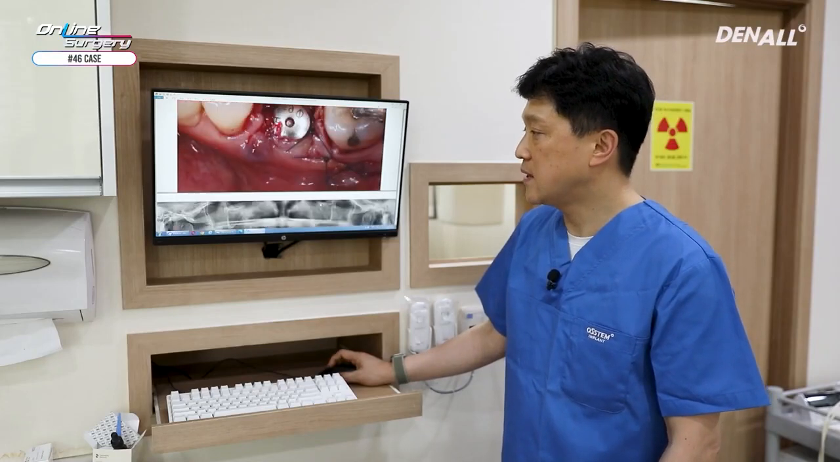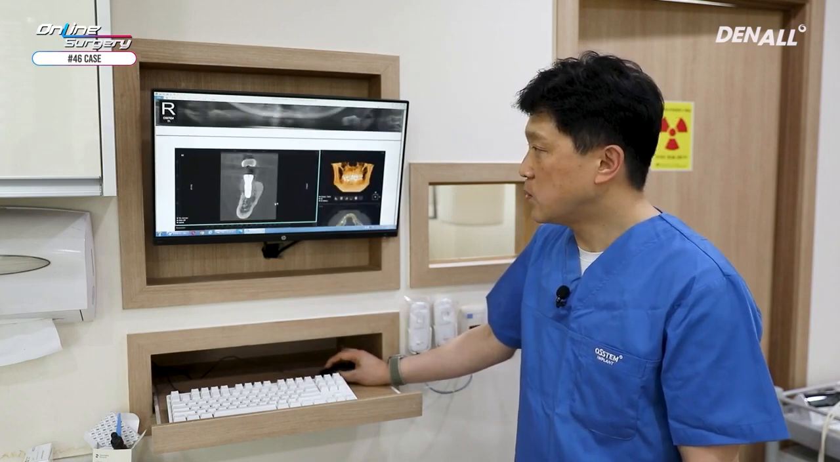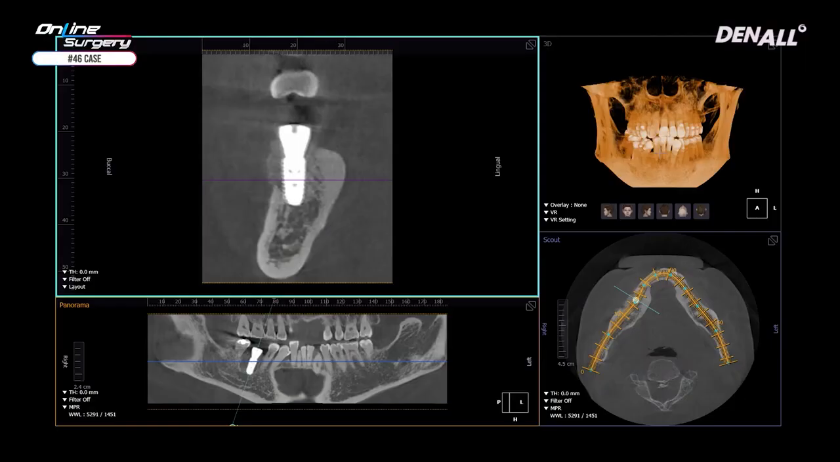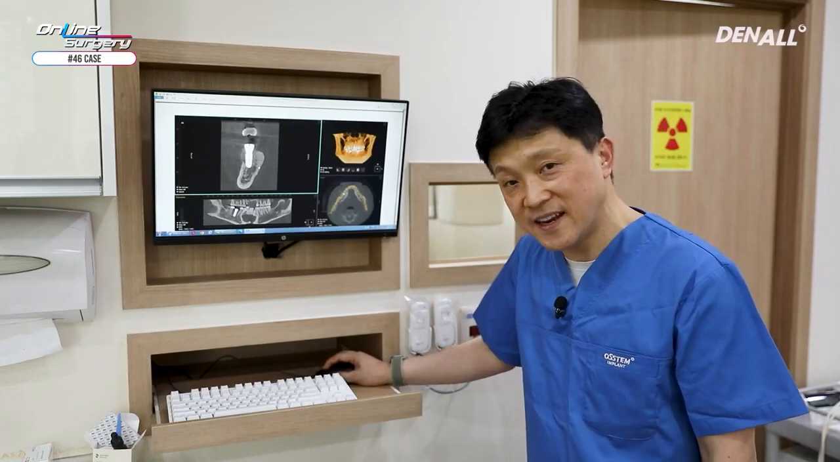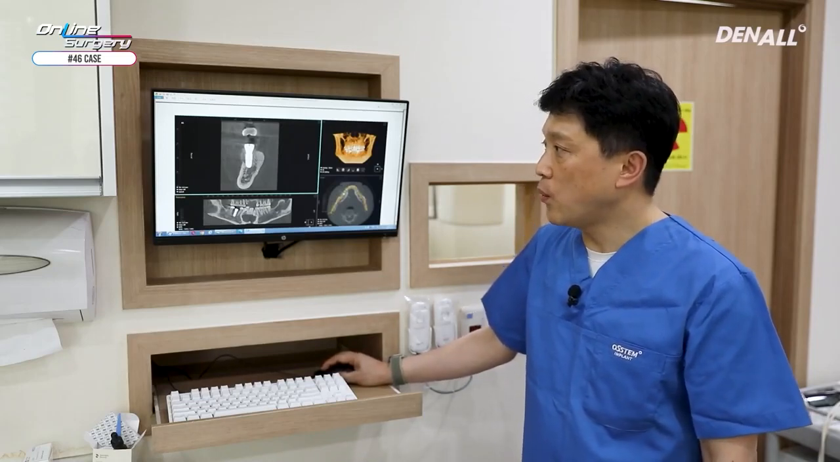This is post-op panoramic image, and this is CT. It seemed as if significant grafting was done, but it wasn't. The implant is slightly placed buccally because the bone here was harder. Although we kept this in mind when we performed the surgery, this was the result we got.